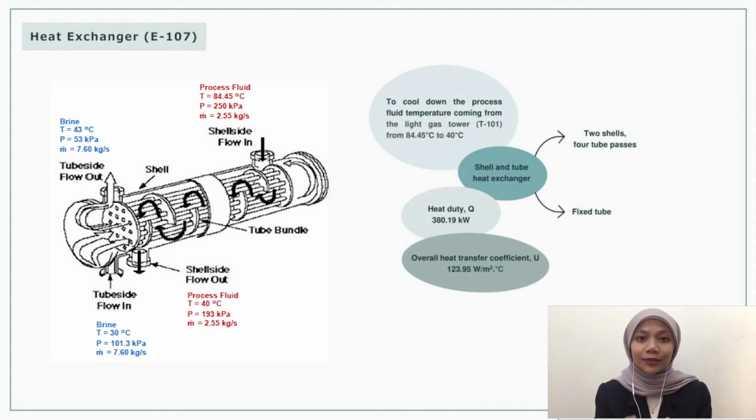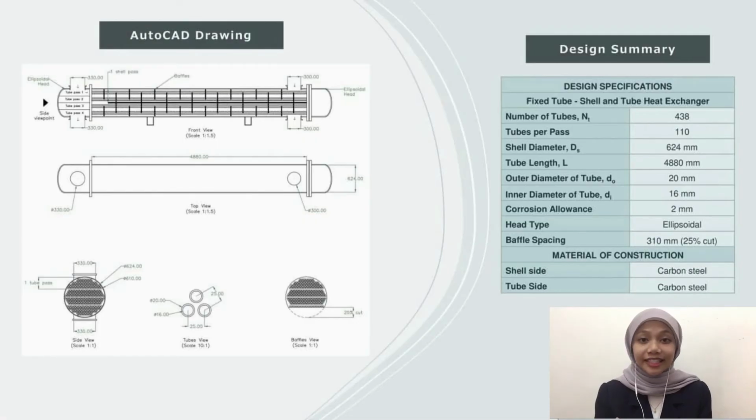The cooling medium used in this heat exchanger is brine solution. The reason for this choice is because it is a comparatively low-cost material with great heat transfer efficiency. For the fluid allocation, the process fluid flows into the shell side while the brine flows into the tube side of the heat exchanger. The heat duty for this heat exchanger is 380 kW. Meanwhile, the overall heat transfer coefficient is 123 watt per meter square degree Celsius. From the design calculation, the AutoCAD drawing is as shown in the slide.